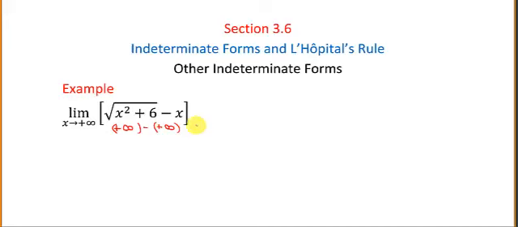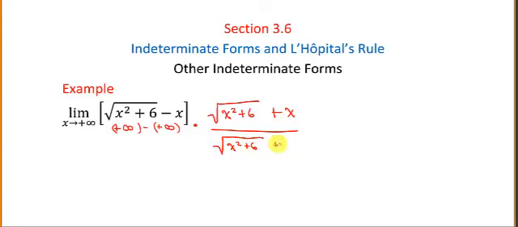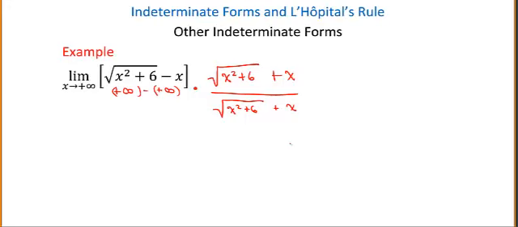Okay, how do we deal with this? Well, one way we can deal with this is we can multiply by the conjugate over itself. I'll multiply by the square root of x squared plus 6 plus x over the square root of x squared plus 6 plus x. Remember, the conjugate will change the sign in the center.